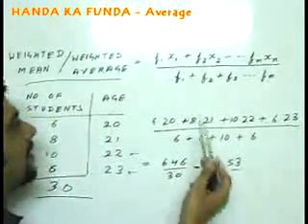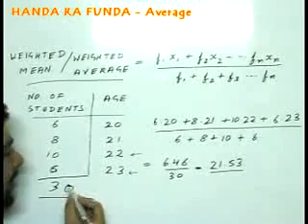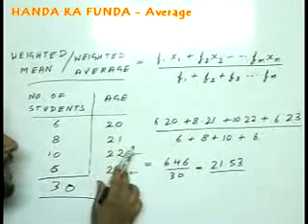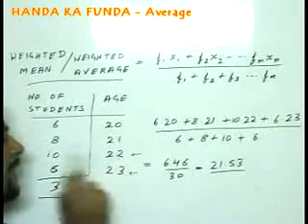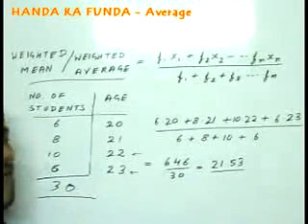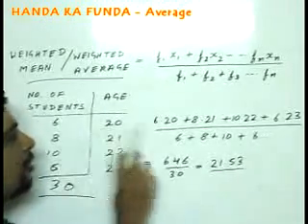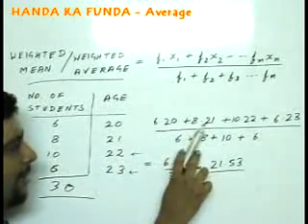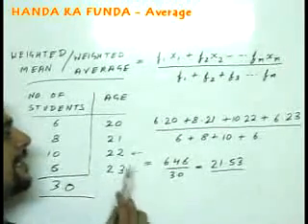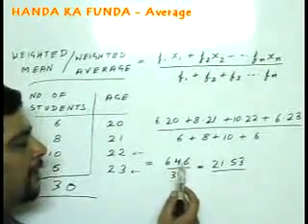Let us look at it with an example. Say the total number of students in my class is 30. 6 of them are 20 years old, 8 of them are 21 years old, 10 of them are 22 years old, and 6 of them are 23 years old. I have to find out the average age of the group. How can I do that? I would do 6 into 20 plus 8 into 21 plus 10 into 22 plus 6 into 23. So the total number of years would come out as 646.